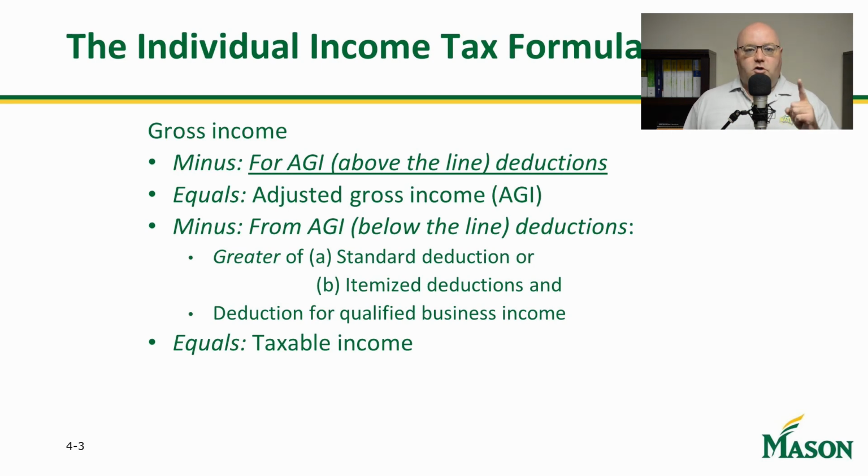And then we're also going to subtract what we would say are From-AGI deductions, or what we call below the line deductions. And you're going to take the greater of either the standard deduction or the itemized deductions and then deduct for qualified business income. And then that's going to equal your taxable income.